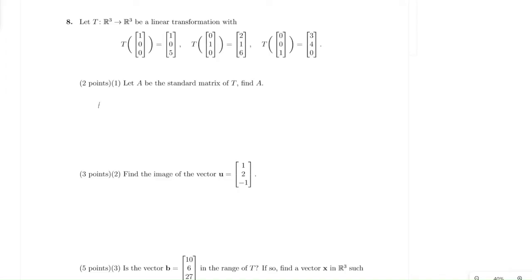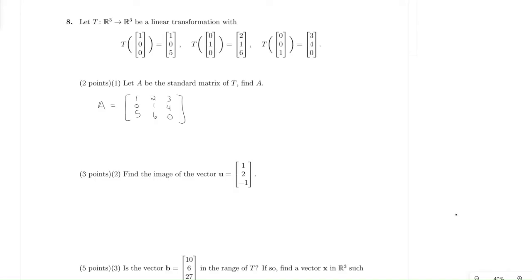So from that, we can just see that A is equal to 1, 0, 5, which is the transformation of the linear basis with the pivot entry being the topmost entry. Then we have 2, 1, 6, and then 3, 4, 0, which just corresponds to this 1, 0, 0, 0, 1, 0, and 0, 0, 1. So that is the standard matrix of T.